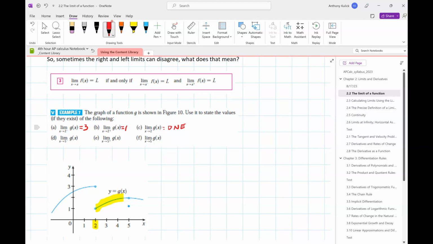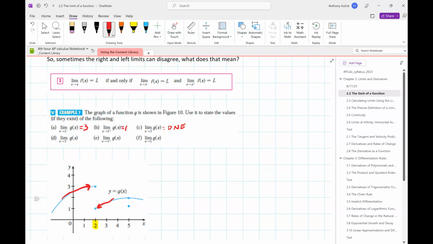Wait, I don't understand. Why does it not exist? So the left-hand limit went to 3. The right-hand limit went to 1. Because the right-hand and left-hand limits disagree, we don't have an answer for the limit.